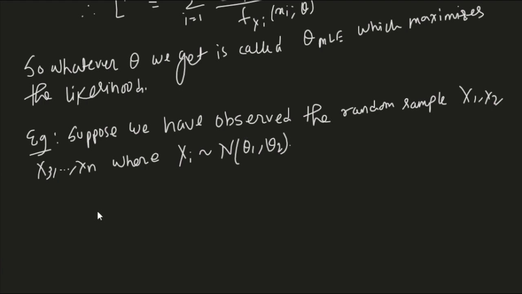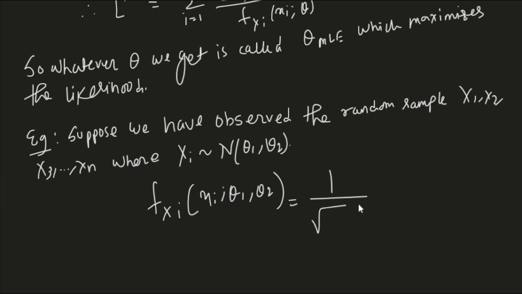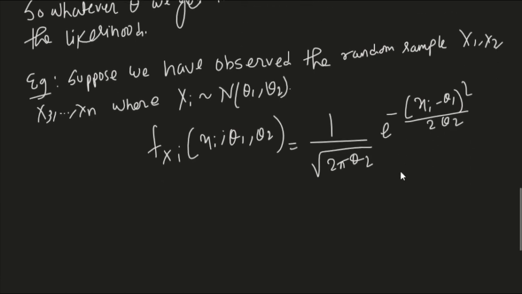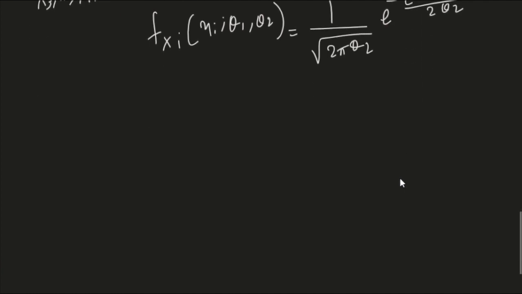Okay, so what we need to do here is obviously the PDF for all the xi's given the two parameters θ1 and θ2 is given by 1 over root 2π θ2, e to the power minus (xi minus θ1) squared by 2θ2. Now let us find out the actual value and let us see how we do it.